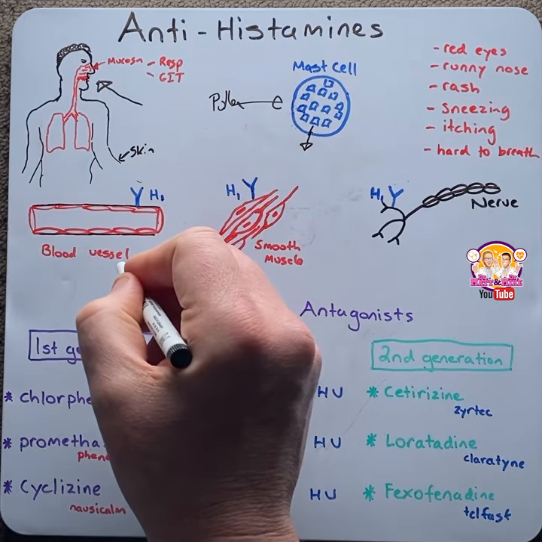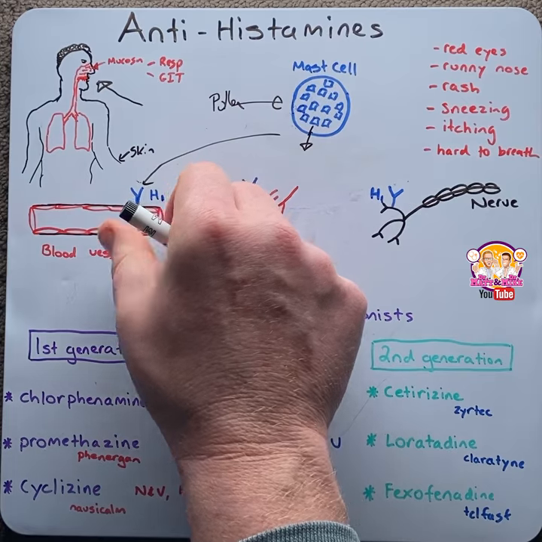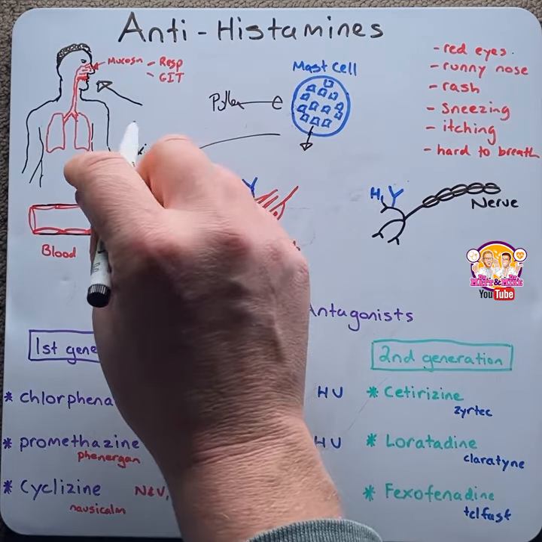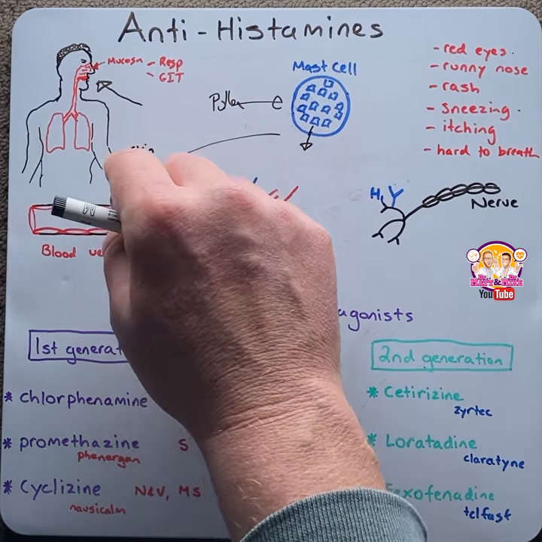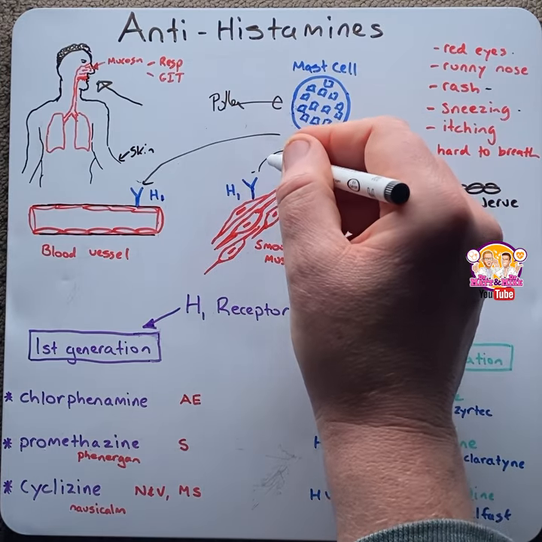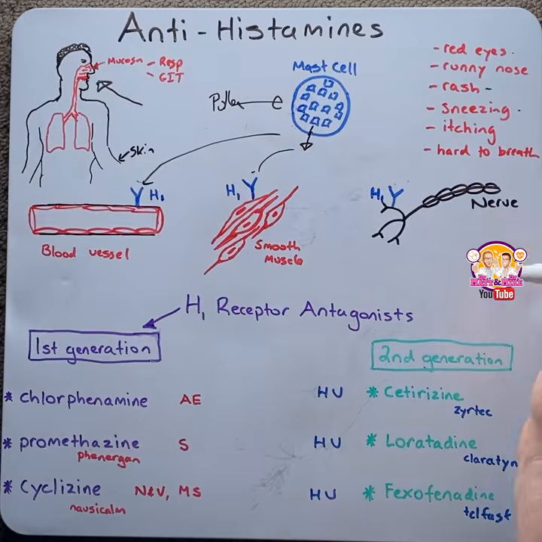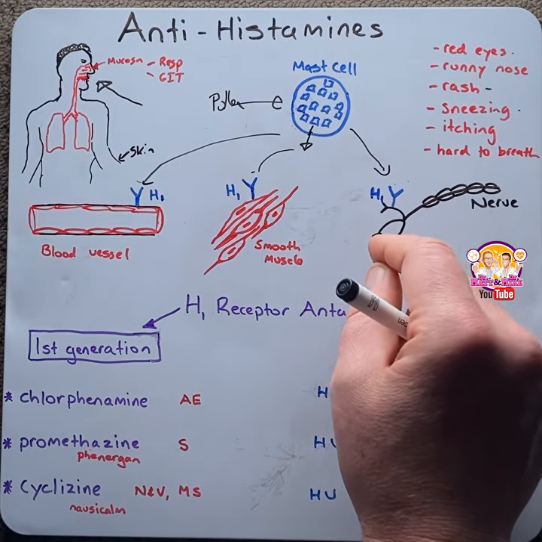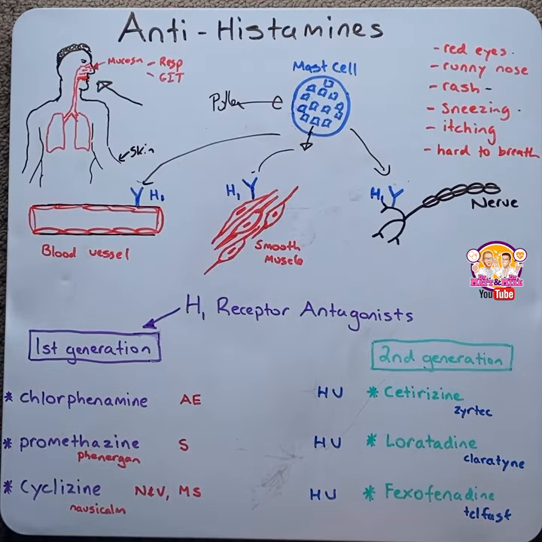H1 receptors are located in blood vessels. When the histamines bind to the receptor, it causes the blood vessels to dilate and become leaky, which would cause the red eyes and the runny nose, and the leakiness would then lead to sneezing. The blood vessels dilating on the skin would also lead to the urticaria or the rashes. The histamine would also bind to receptors on smooth muscle, which would close in the airway and make it hard to breathe. And the histamine would also bind on nerves, causing itchiness and pain, and that would cause the itchiness in the hay fever response.